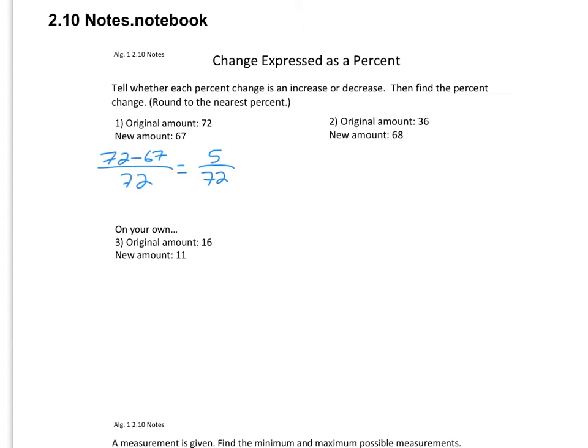The instructions say that when we calculate this, we should calculate it to the nearest percent. When I plug this into my calculator, I get 0.0694. As you know, percentages are always based on 100, so we're going to round that to 7%.